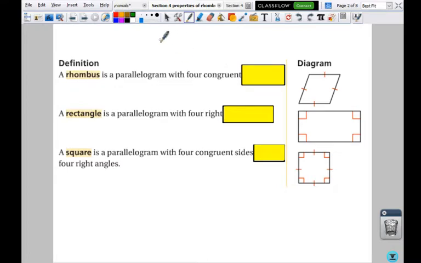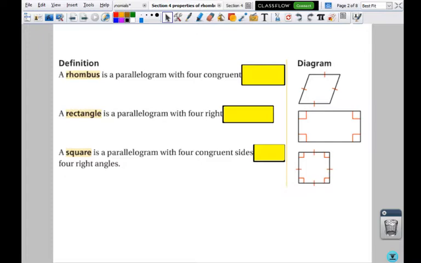So, today we're going to look at some differences between rhombus. I don't know what the plural of a rhombus is. Rhombuses? Rhombi. So, we're going to look at the differences between rhombi, rectangles, and squares.